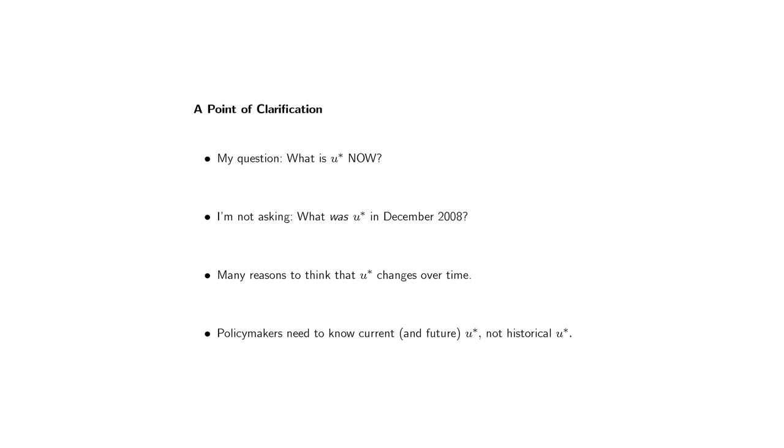There are many reasons to think that the natural rate of unemployment changes over time. What policymakers need to know is the current level of the natural rate, and also to be able to formulate some forecasts of what the evolution of this is likely to be over time. Certainly from an intellectual point of view, it is interesting to think about the natural rate of unemployment in the past, but it's not important from our standpoint as policymakers right now.